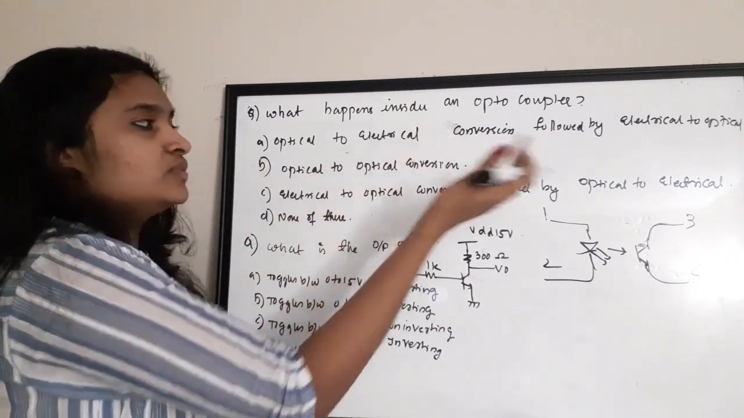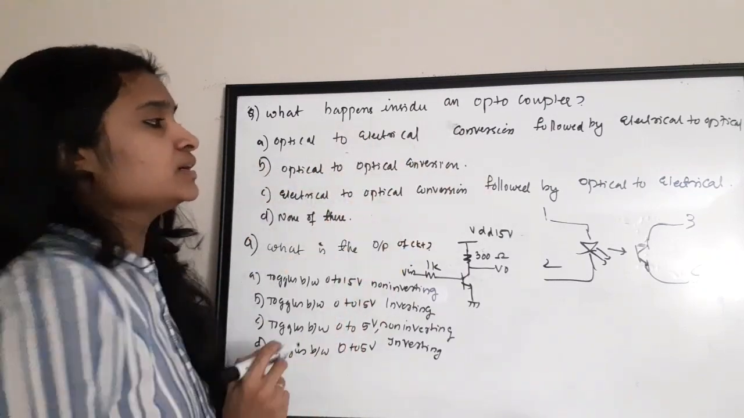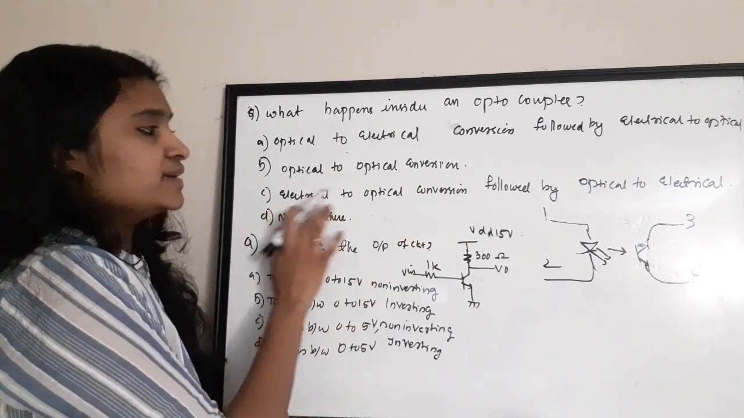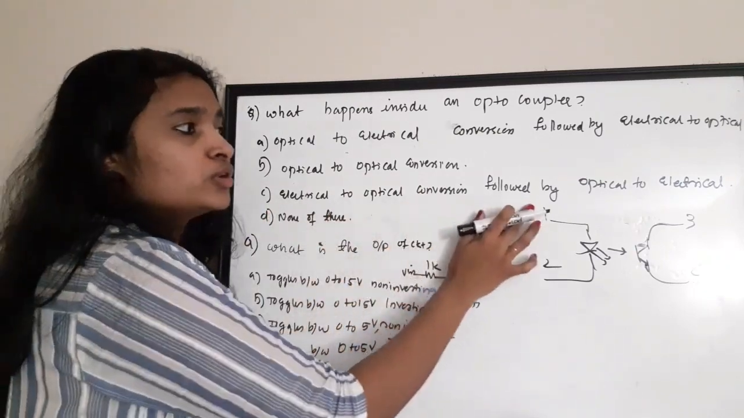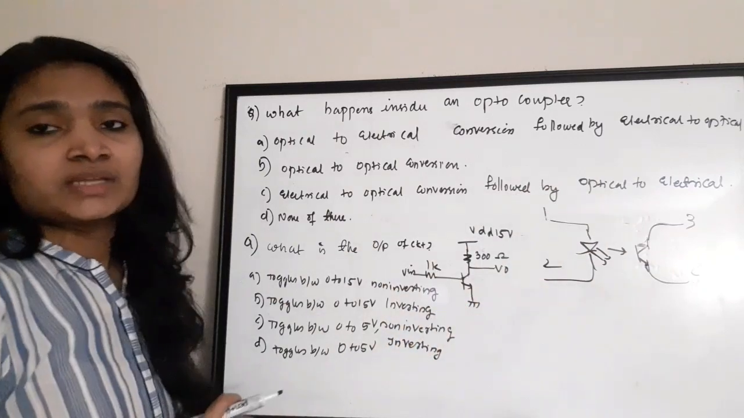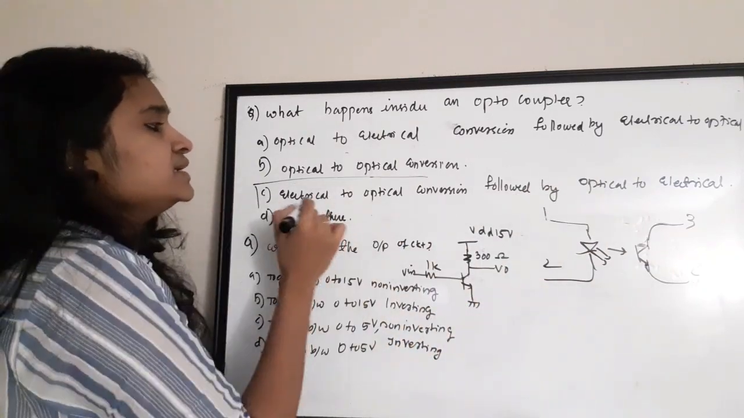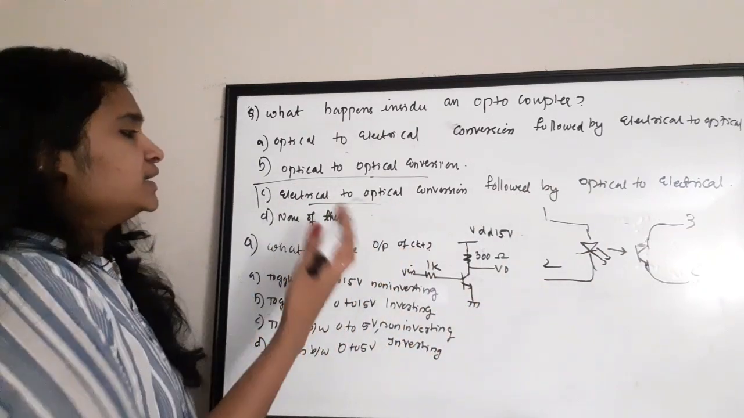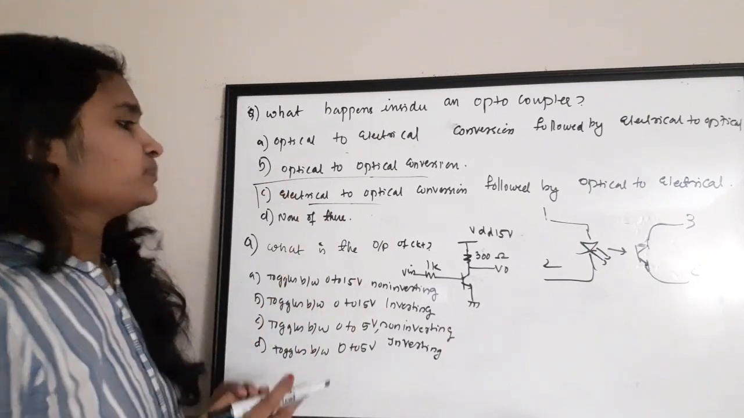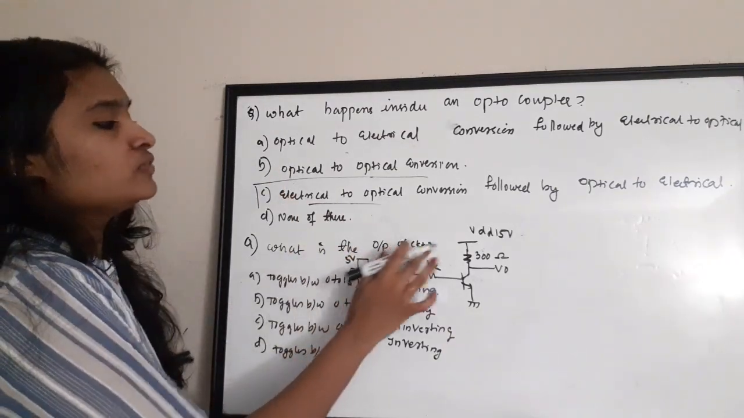So what happens inside an optocoupler? Optical to electrical conversion? No. Optical to optical conversion? No. Electrical to optical conversion followed by optical to electrical. The correct answer here is option C. D, none of these, is also no. Correct answer is C.